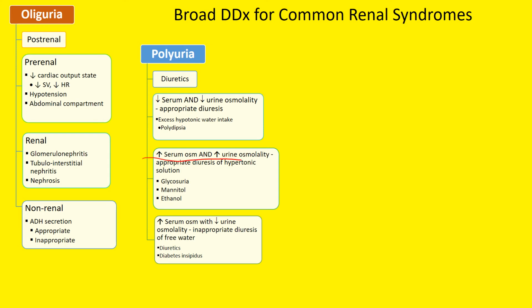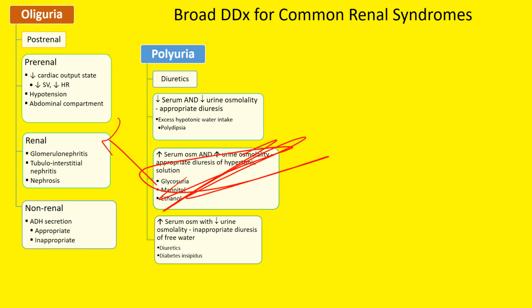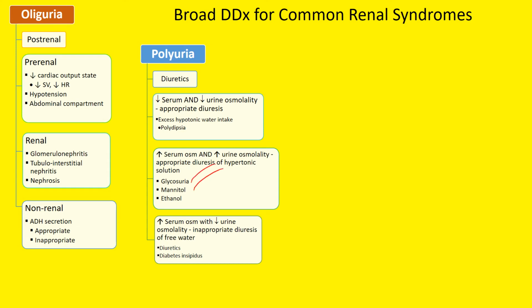If the patient has an increased osmolality of both serum and urine, what is happening here is that they have a concentrated serum and a concentrated urine. Sorry, this should not come here because the patient will not be polyuric, the patient will be oliguric. Okay. But very rarely it can be here. Very rarely the patient can have a hyperosmotic solution being peed out, and that can be glycosuria, mannitol, ethanol, contrast, and so on. Okay.